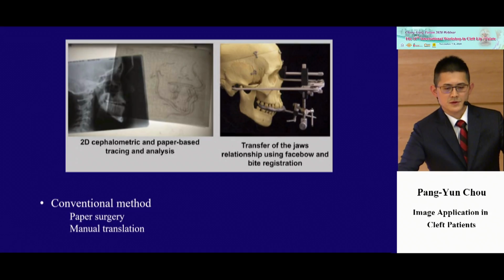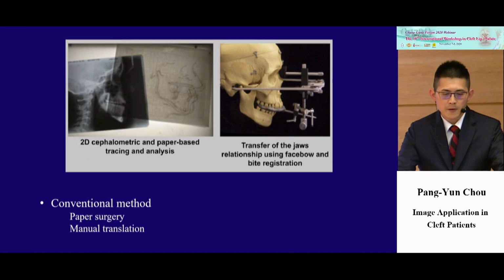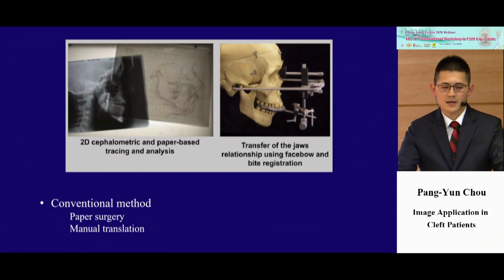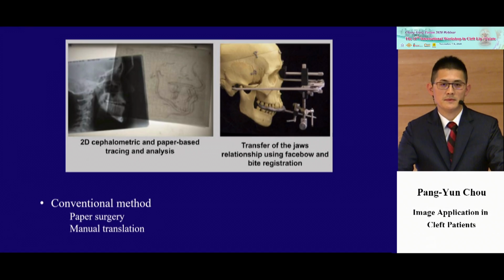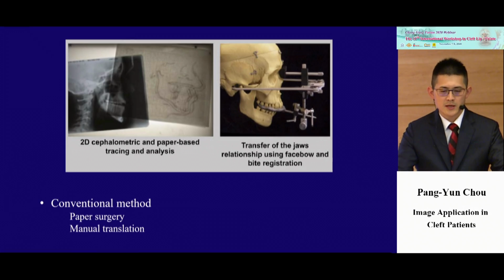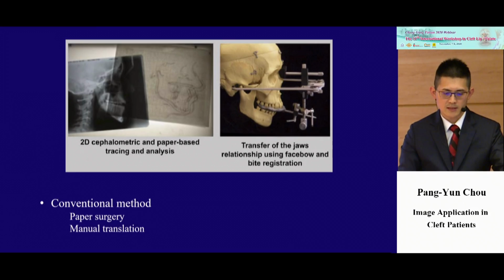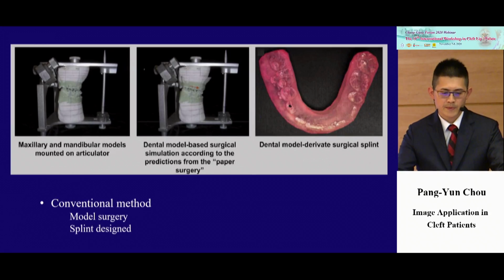So in the conventional way, our orthodontists and surgeons design and plan based on 2D cephalometrics and do paper surgery as well. And they make a model translation, and they can adjust the occlusal plane, and they can rotate the MMC in their manual translations.